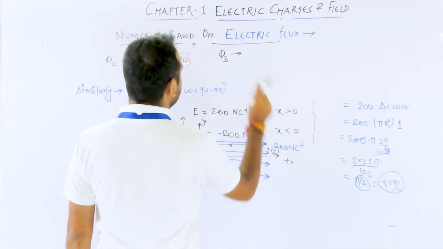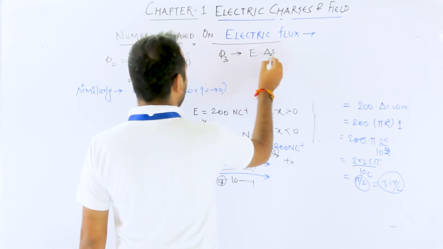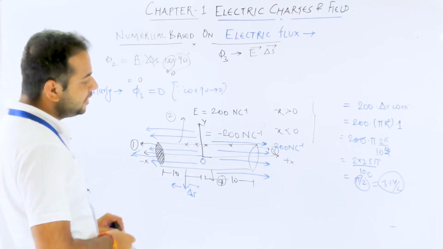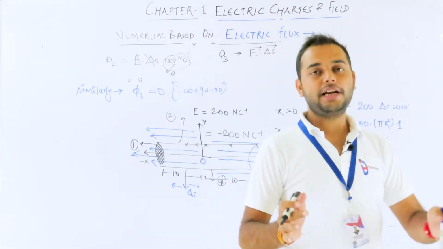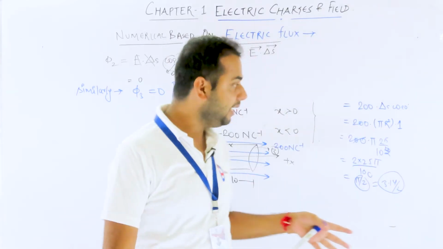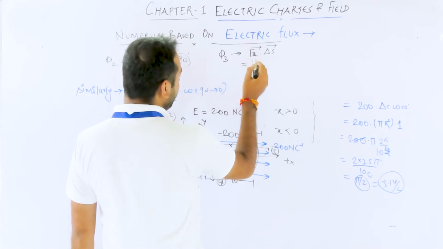What about surface number 3? So phi on 3 is simply E dot ds. Okay guys, let me know. Should I use integration in that case also? Obviously not, because electric field is constant. Constant means both in magnitude and direction on surface number 3, and hence my phi will be E dot ds.